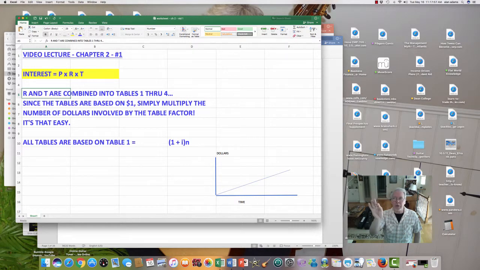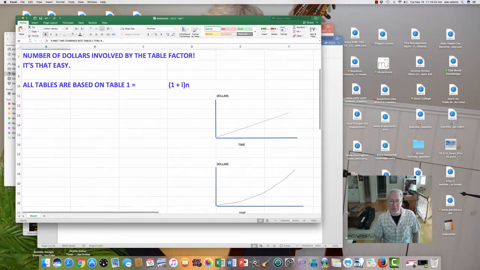That means whenever you run into an R and a T, you can find the amount on that table in the matrix, multiply it by the P, the amount of dollars you have involved, and that's going to give you your result. Okay? The tables are all based on $1. So you can take any amount of dollars, multiply it by the table value, and magically you have a compounded amount.